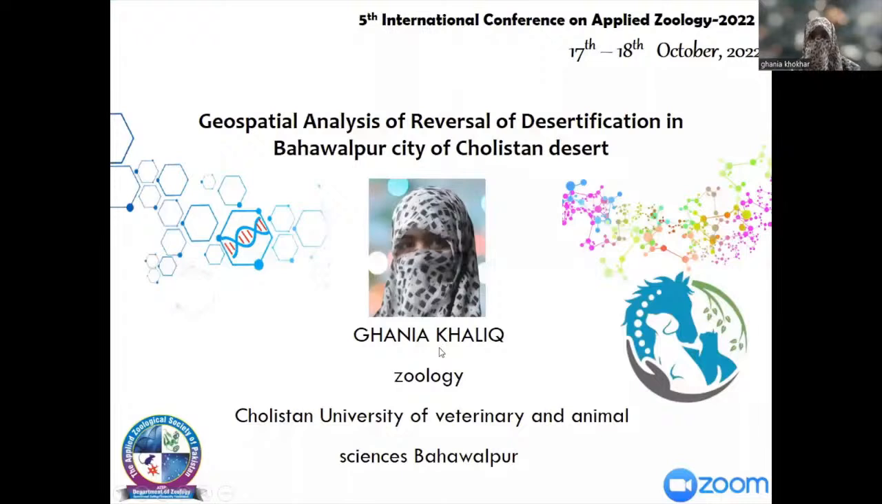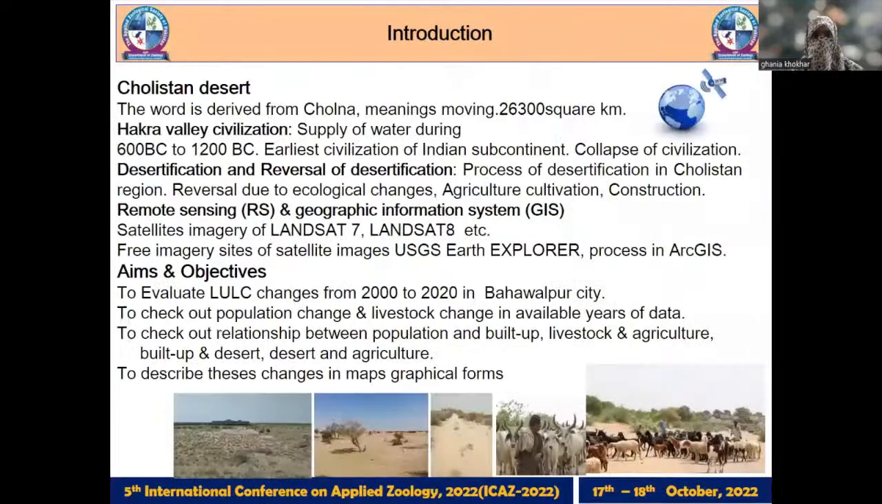Geospatial Analysis of Reversal of Desertification in Bahawalpur City of Cholistan Desert. Here is its introduction. Bahawalpur City is situated in Cholistan Desert, so it is very important to know the profound history of Cholistan Desert. It is considered that Cholistan Desert is a genesis of civilization, and one of its civilizations is the Hakra Valley Civilization. That is considered to be the earliest civilization of the Indian subcontinent, and it remained from 600 BC to 1200 BC.